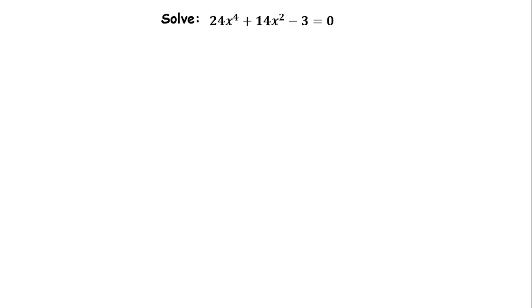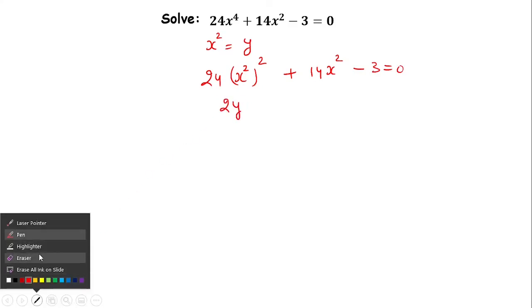Let's try this question. Again, there are at least two methods to solve this question. The first method is, everybody knows that I have to assume x² equal to y. Why is it so? Because x to the power 4 can be written in this form, and this becomes a quadratic equation.